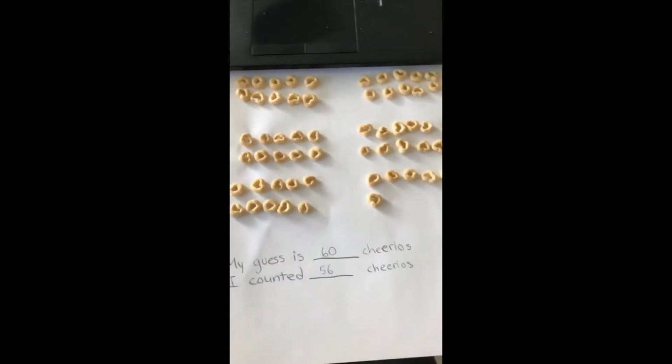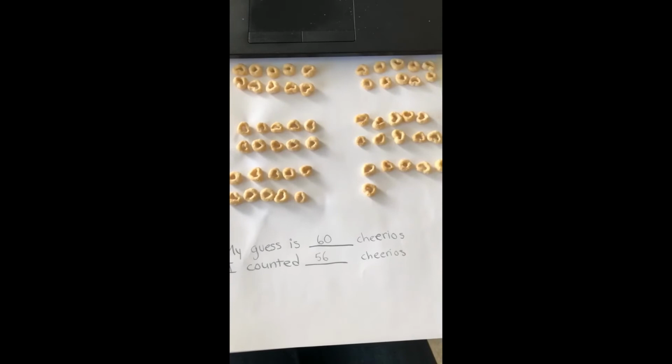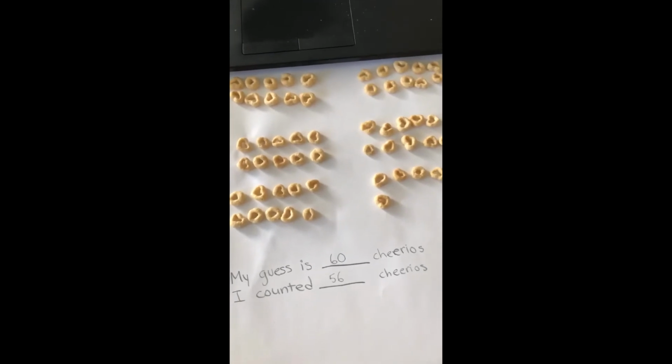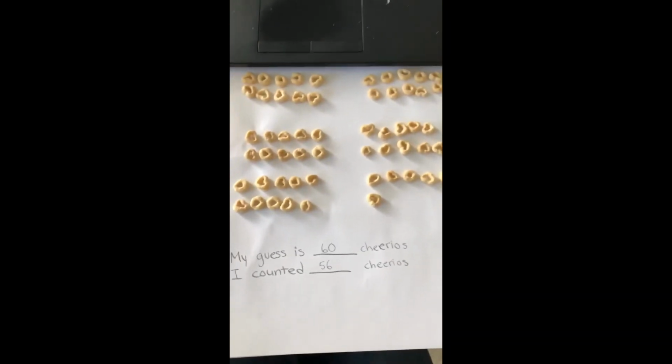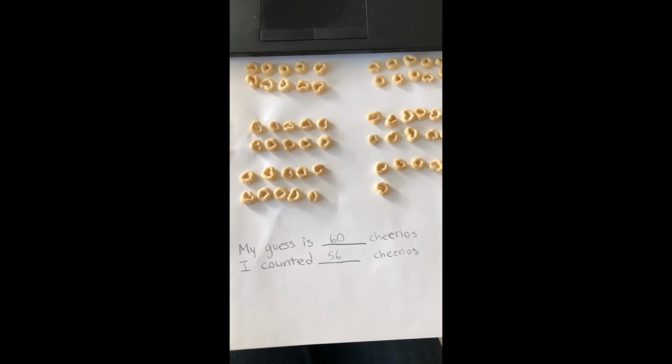All right, so now for this assignment, what you could do is, if yours is set up like mine, you could just take a picture and then you can upload that. If you didn't put your objects on the paper and they're on a table, that's fine. You could just take a picture of them and then you could write this on a separate paper, however works for you, but this is what this activity looks like.